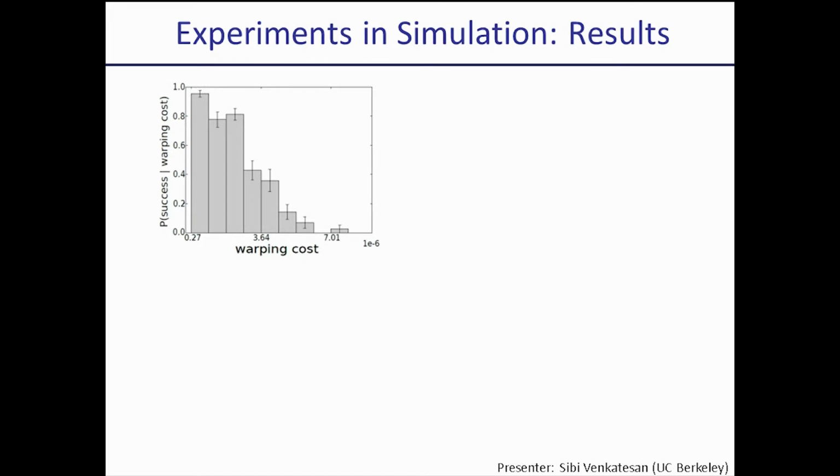Here are a few numbers and plots from our experiments and simulation. Consider this plot. It has as its horizontal axis the warping cost, which is a measure of how distorted the new setup is. In fact, it's exactly the objective which we minimized earlier. And the vertical axis is the probability of success. We see that when the warping cost is low, our setup is very similar to the initial configuration and the rate of success is high. As the configuration gets more and more distorted, the warping cost increases and the performance deteriorates.